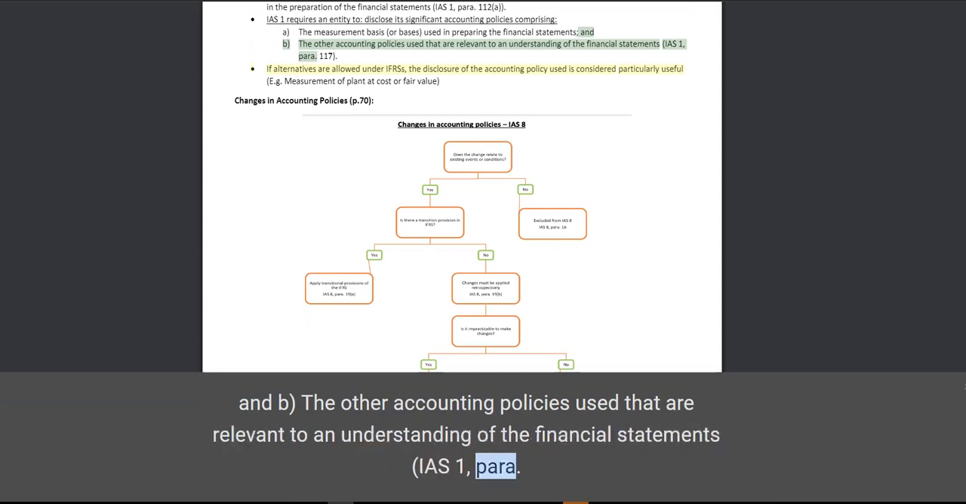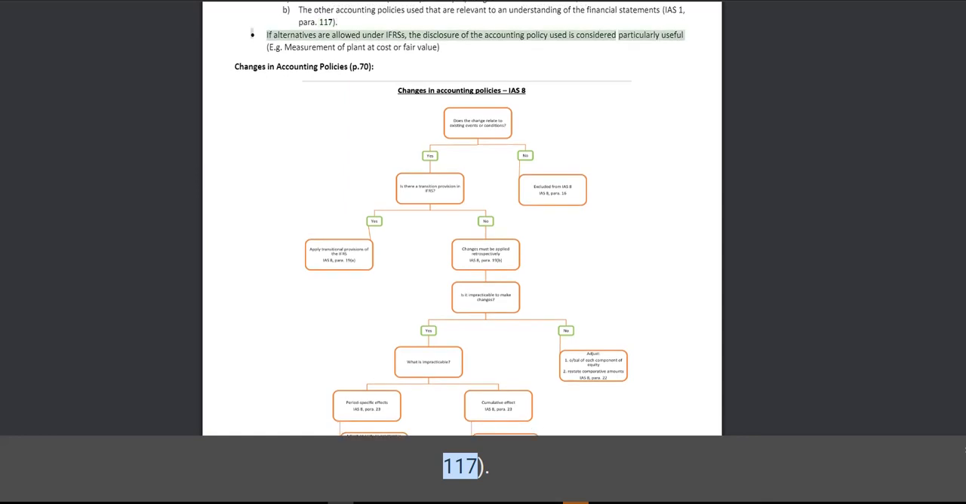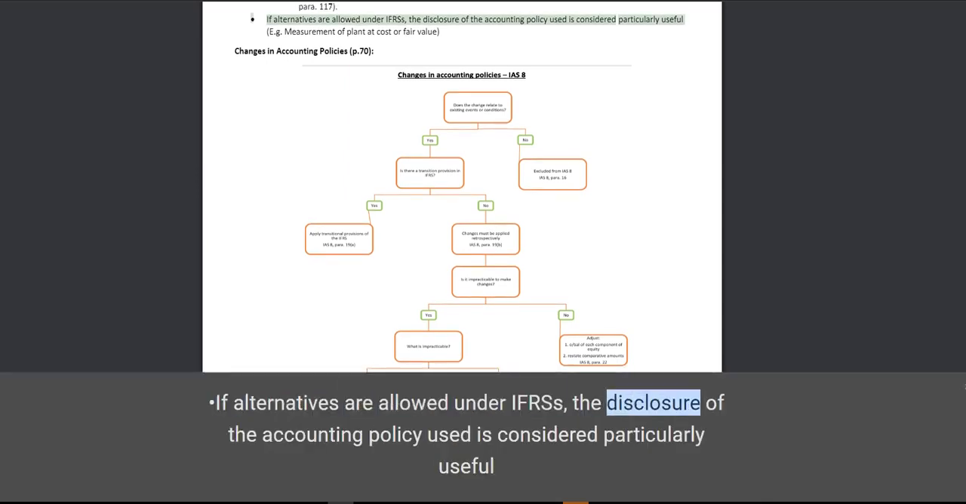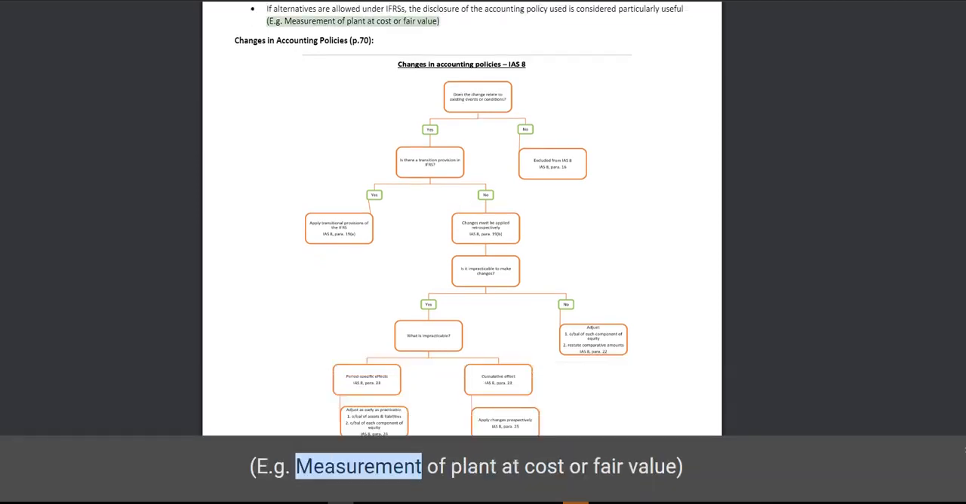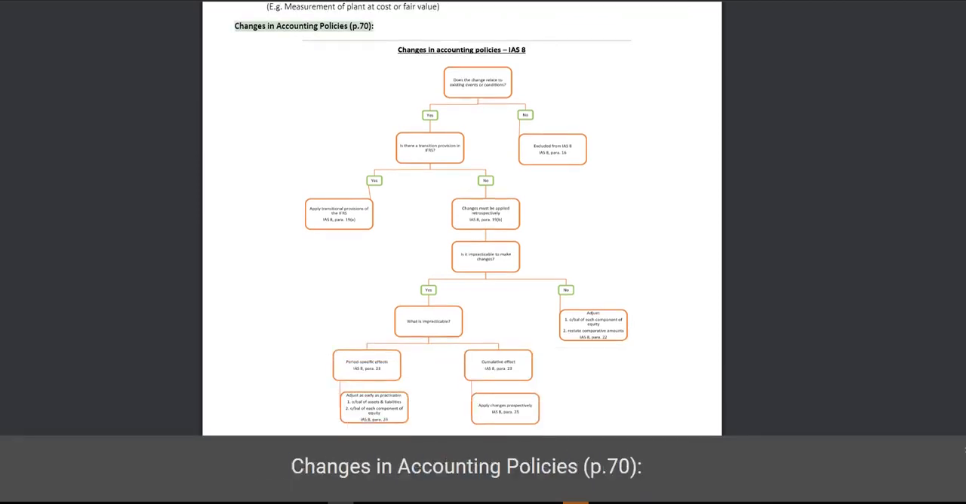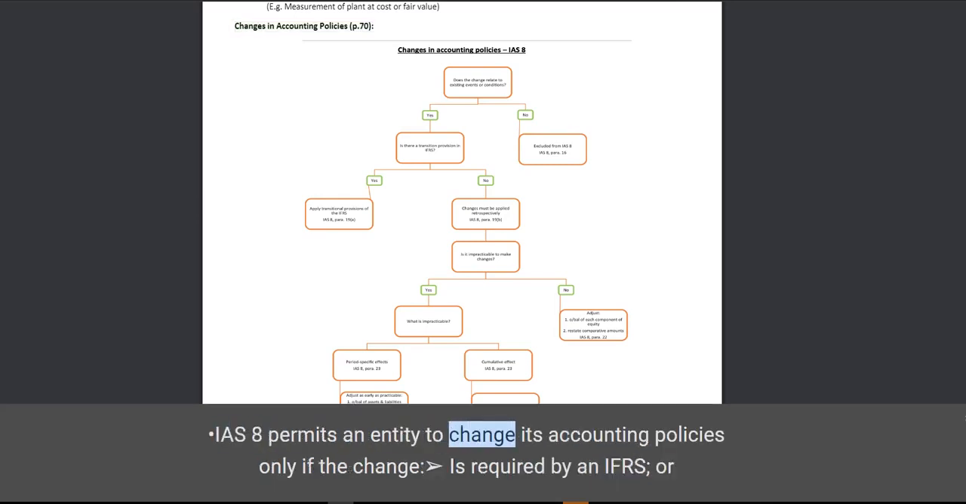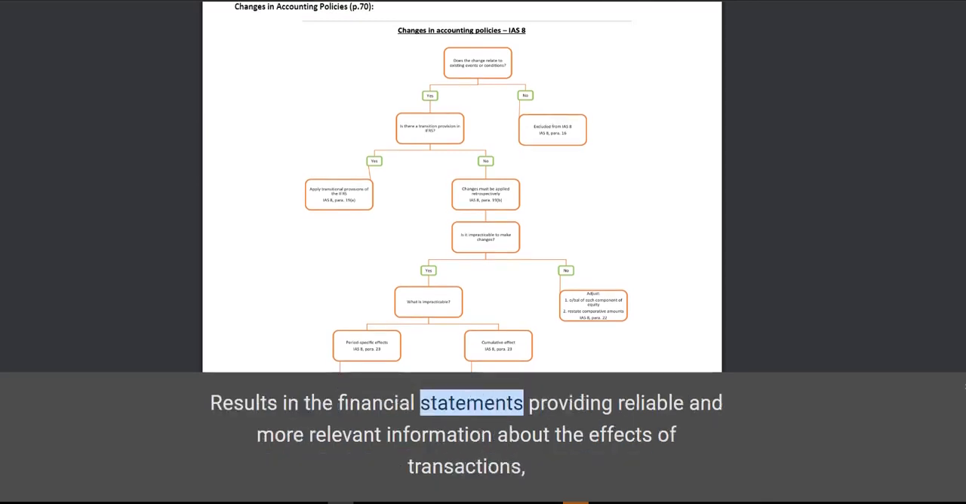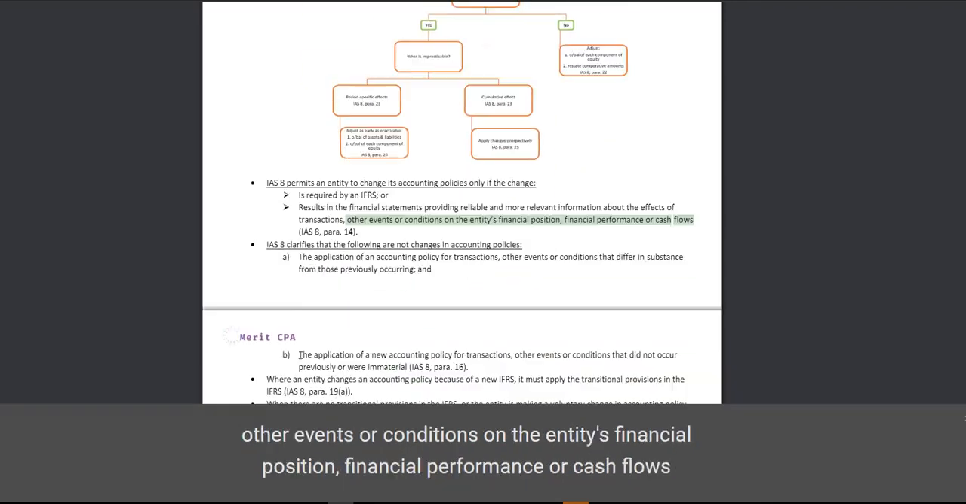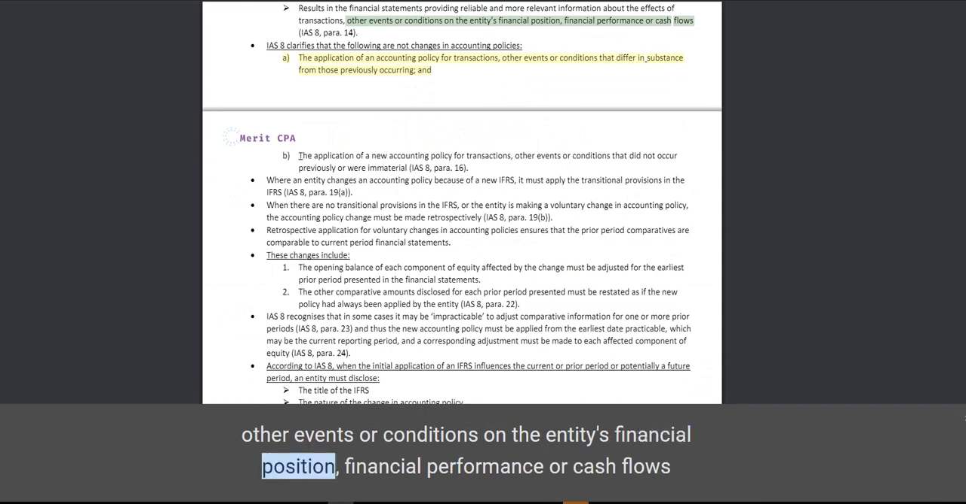IAS 1, para. 117. If alternatives are allowed under IFRS, the disclosure of the accounting policy used is considered particularly useful. For example, measurement of plant at cost or fair value. Changes in accounting policies. IAS 8 permits an entity to change its accounting policies only if the change is required by an IFRS, or results in the financial statements providing reliable and more relevant information about the effects of transactions, other events or conditions on the entity's financial position, financial performance or cash flows.